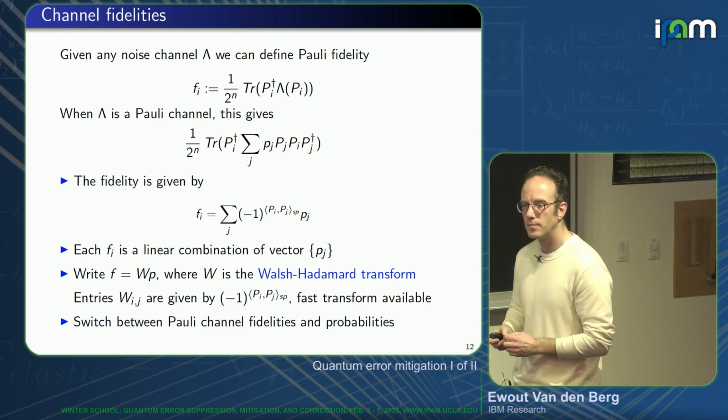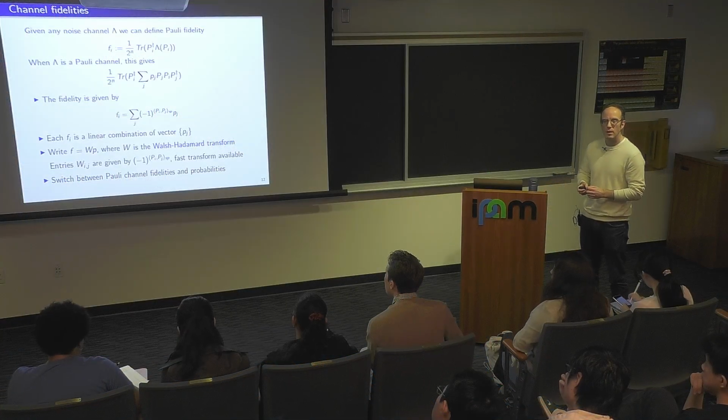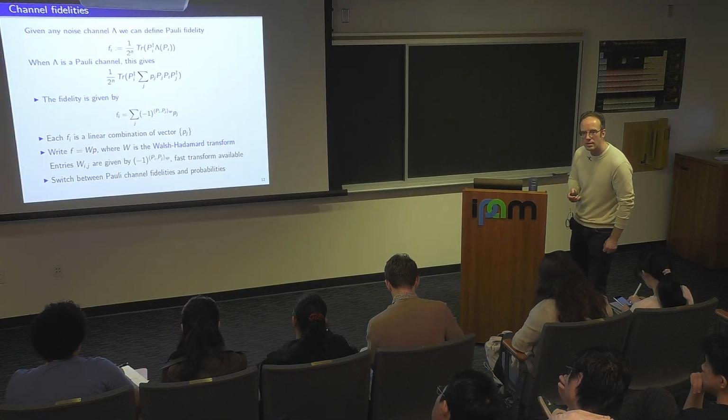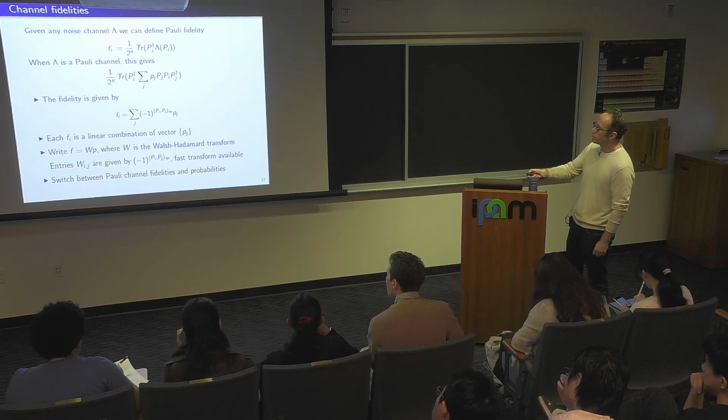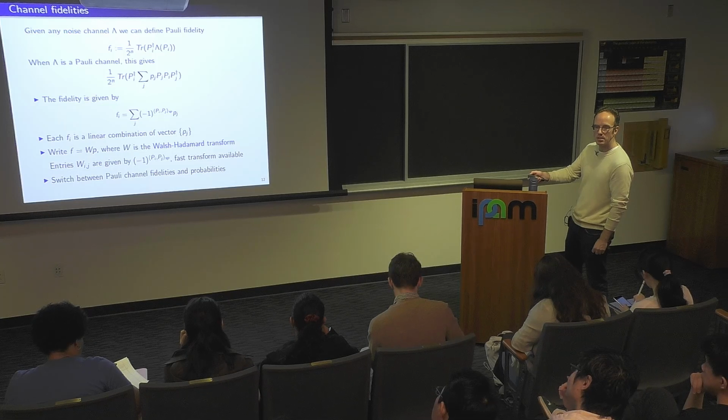Isn't pj for a specific j a number? Oh, sorry? Like pj for a specific j is a number, right? Yeah, this would be a number, that's right. So what do you mean by linear combination of vector pj?